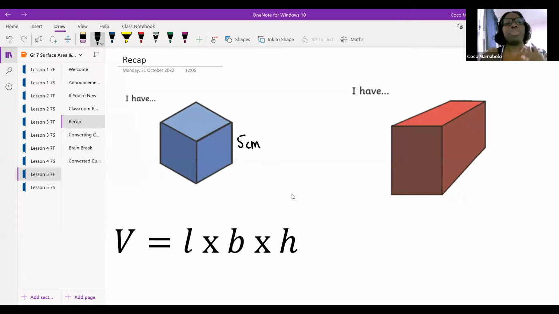Let's start with the recap of volume, because this is what we're actually talking about. We're talking about volume, and we remember that volume is length, breadth, and height. Now, what is this shape?